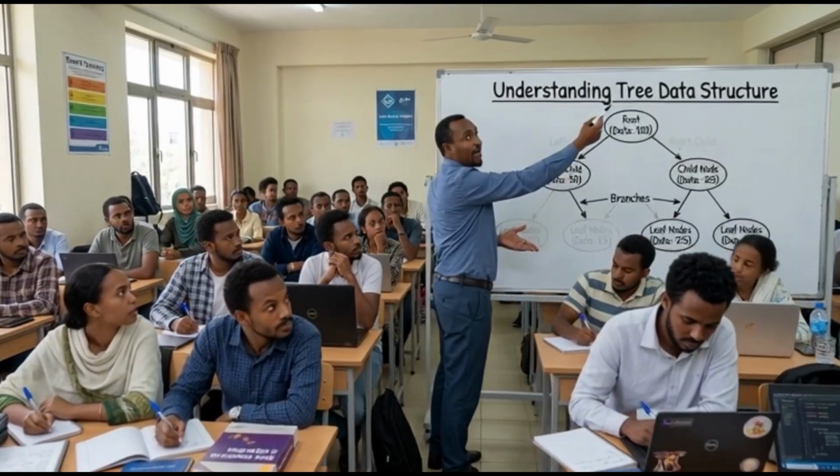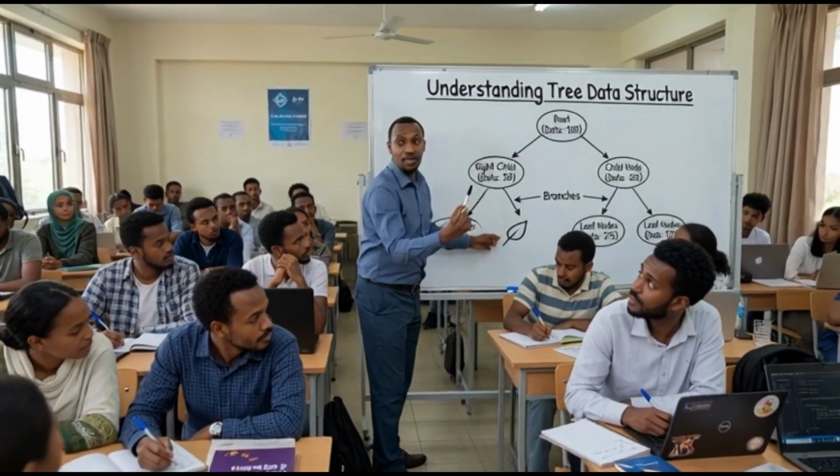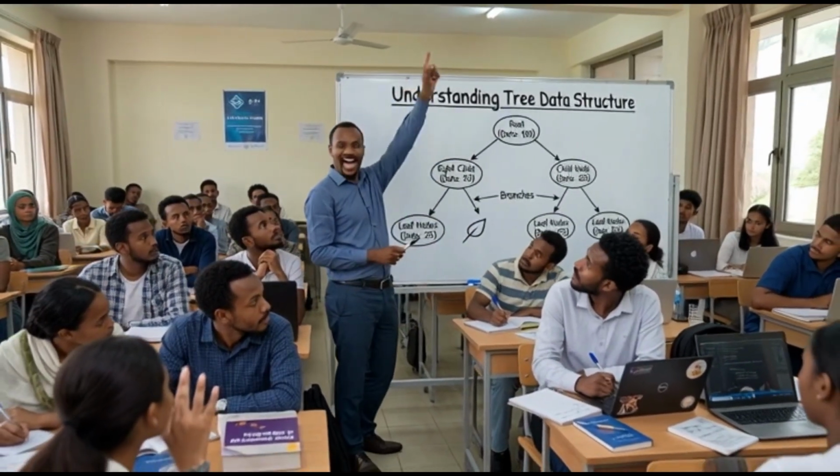So the right child of 100 is 50. And this 50 branches down to its own child node. See how it forms the hierarchy?